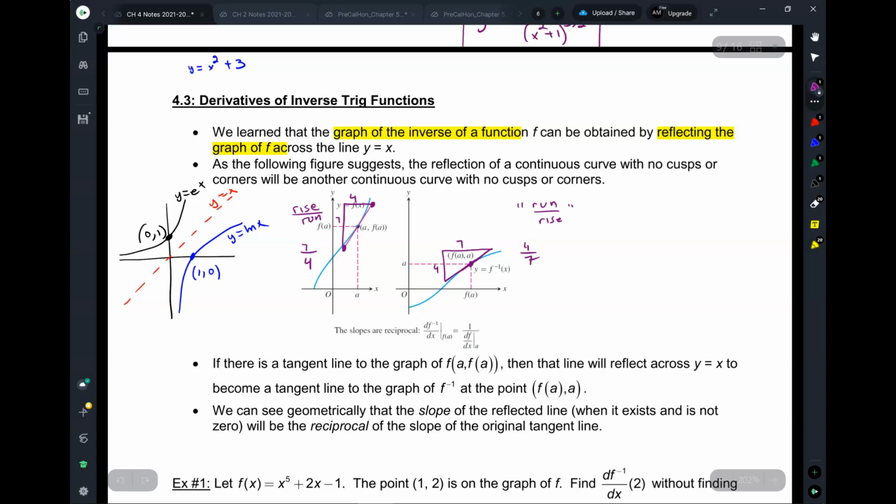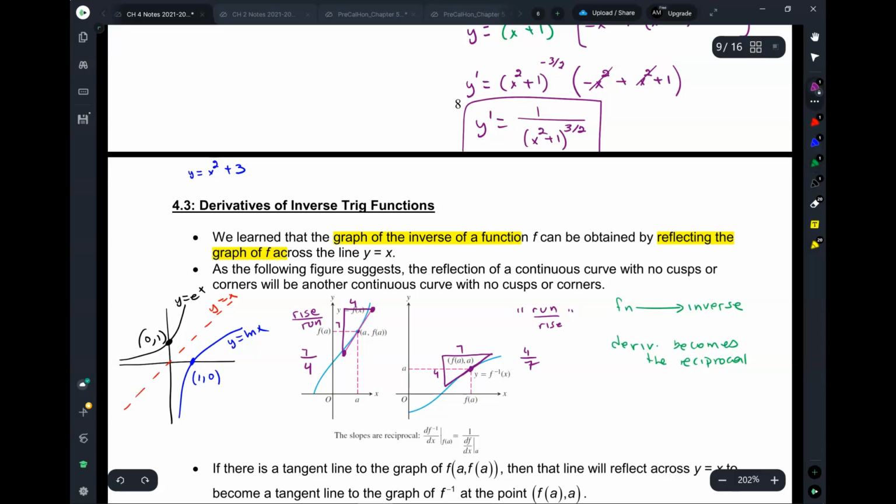So what do we notice? When you take the inverse of the function, the derivative at the same point is the reciprocal. Normal is the negative reciprocal. It's just the reciprocal. So when you go from function to inverse, the derivative becomes the reciprocal.